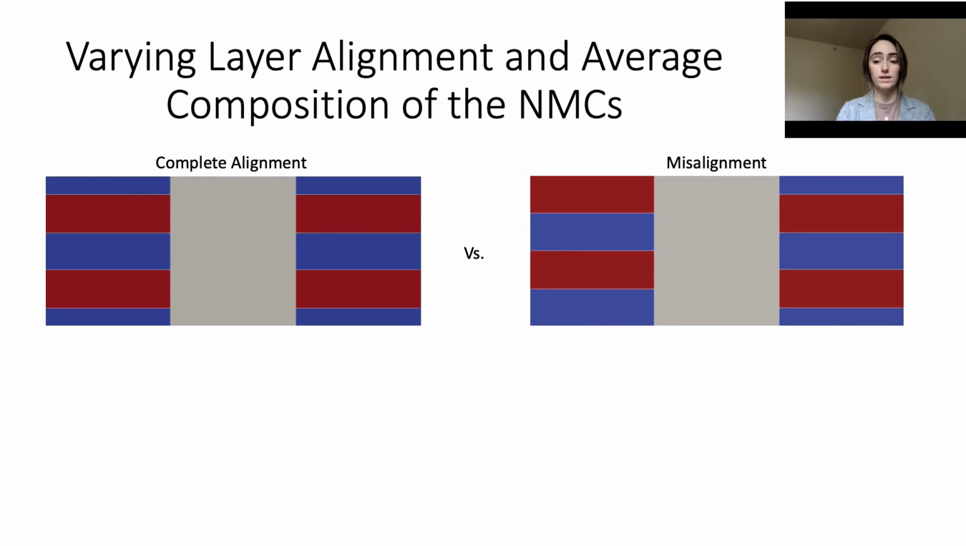Shown here on the left are the layers that are completely aligned before joining versus the model on the right with layers that are misaligned by half of their layer thickness before joining.